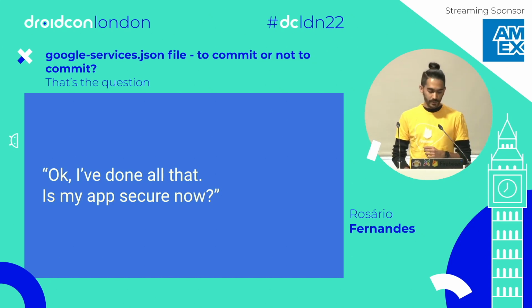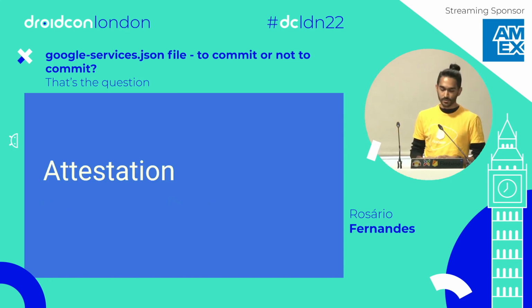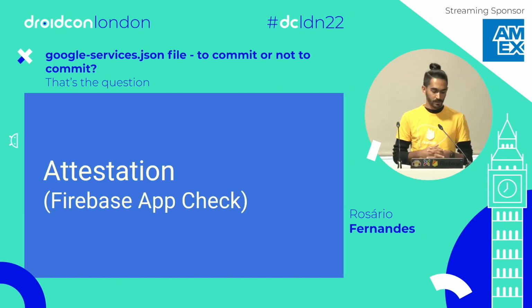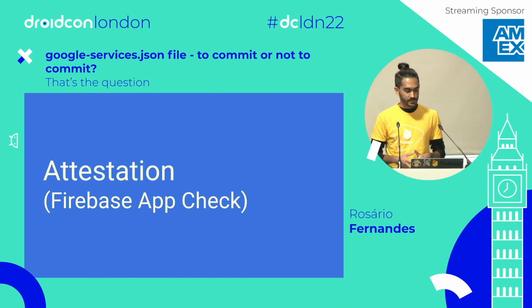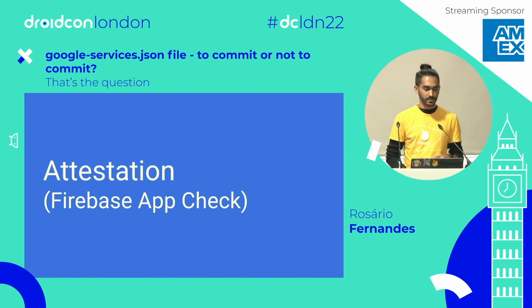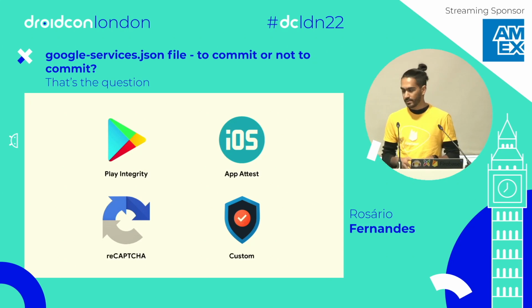Well, we do that with what's called attestation. And in the Firebase world, attestation is done using Firebase App Check. So what App Check does is it attests that traffic that is coming to your backend is coming from your actual app. And it does that by relying on existing attestation providers. So I'm talking about Play Integrity for Android, App Attest for iOS, reCAPTCHA for the web, and you can even implement your own attestation provider if you want.